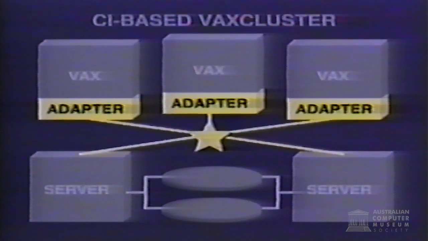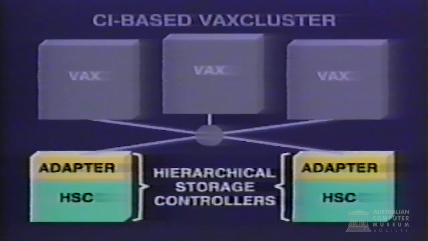The CI-based VAX cluster requires an adapter for each VAX computer. The system must also be configured with a star coupler and one set of computer interconnect cables for each node. Optional hardware includes these mass storage servers, which are referred to as hierarchical storage controllers, or more simply, HSCs. The HSCs connect to the VAX cluster by way of their own adapter.